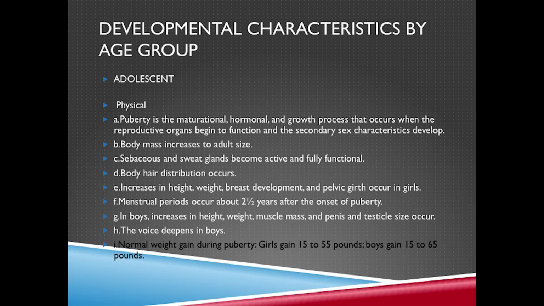Adolescents, this is the time when their physical characteristics are going to change due to puberty. They're going to develop hormonal functions, growth spurts, and secondary sex characteristics. Their body mass increases to an adult size. The sebaceous and sweat glands become active and fully functional. Body hair distribution occurs. And for girls, menstrual periods occur about 2.5 years after the onset of puberty.